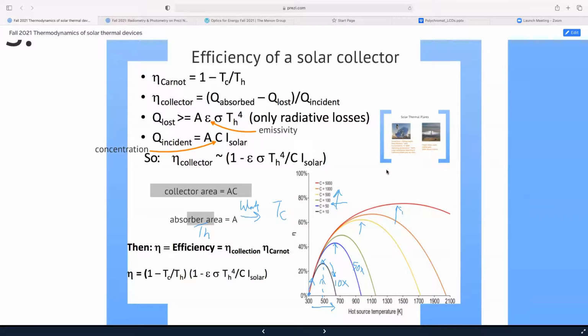However, there are trade-offs, as we all know. If you increase the concentration, the CPC gets more complicated, your optics more complicated. You have to track the sun because your acceptance angle is smaller. So they're all trade-offs. Next, we'll look at two examples of how these trade-offs are actually met.